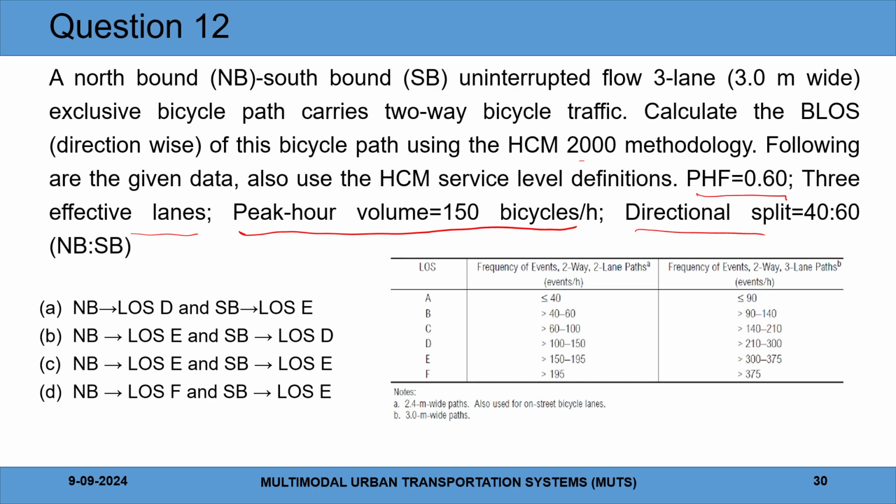So ultimately, you need to find these events per hour, and here it is already saying that it is a 3-lane and two-way bicycle traffic. So for 3-lane, two-way bicycle traffic, this one will be used.